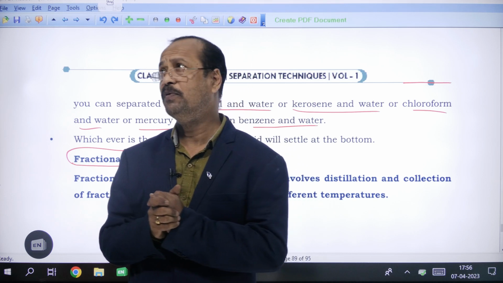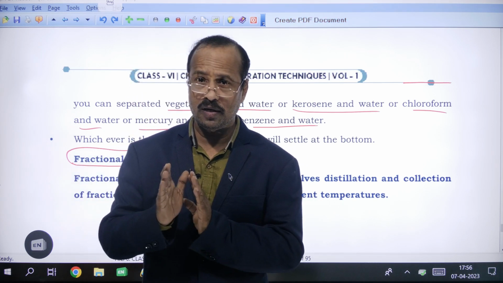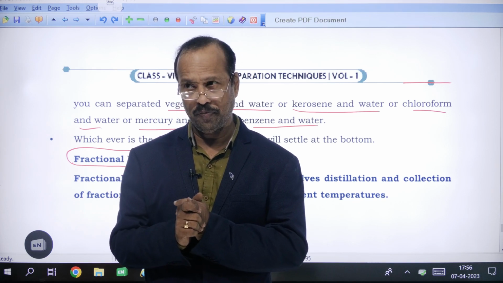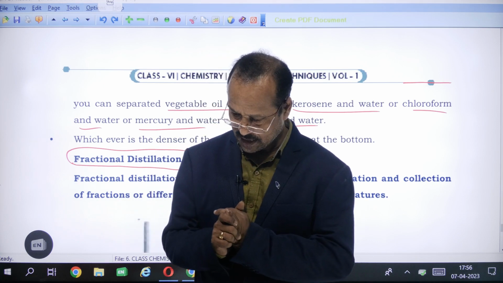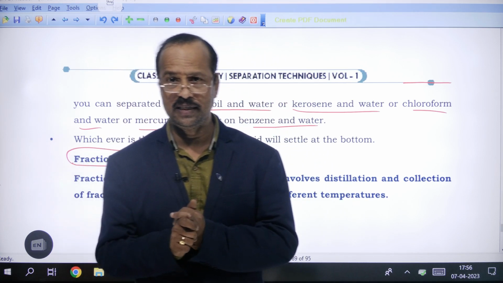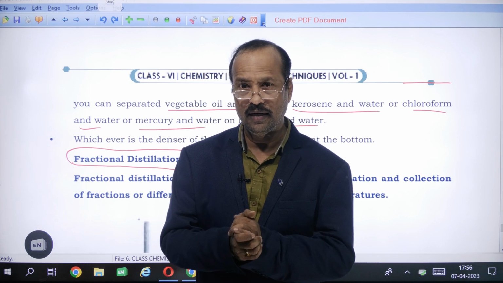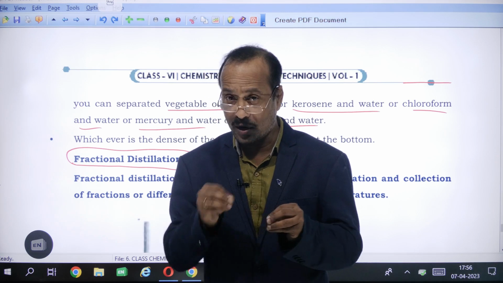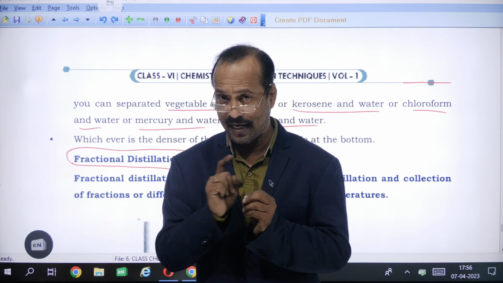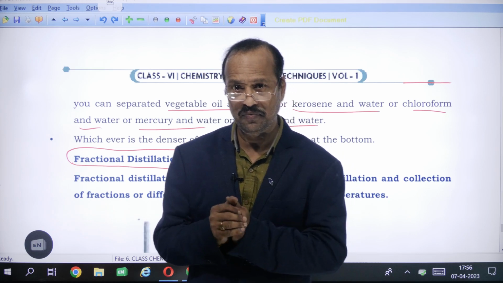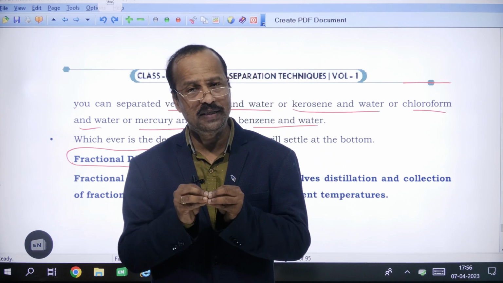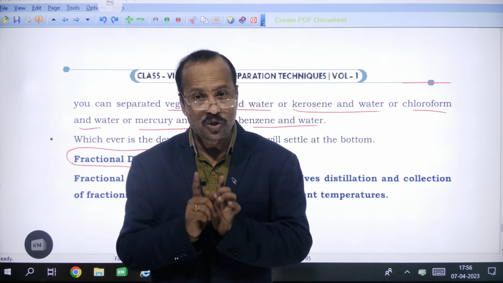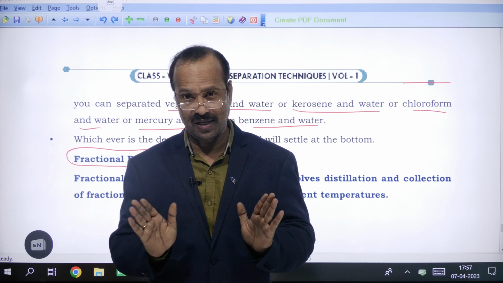For example, if you take water, the boiling point is 100 degrees, you know that, and then you can take acetone, which is approximately 56 degrees Celsius, the boiling point of acetone. If you mix both of these, acetone and water, these two liquids will be mixed with each other.